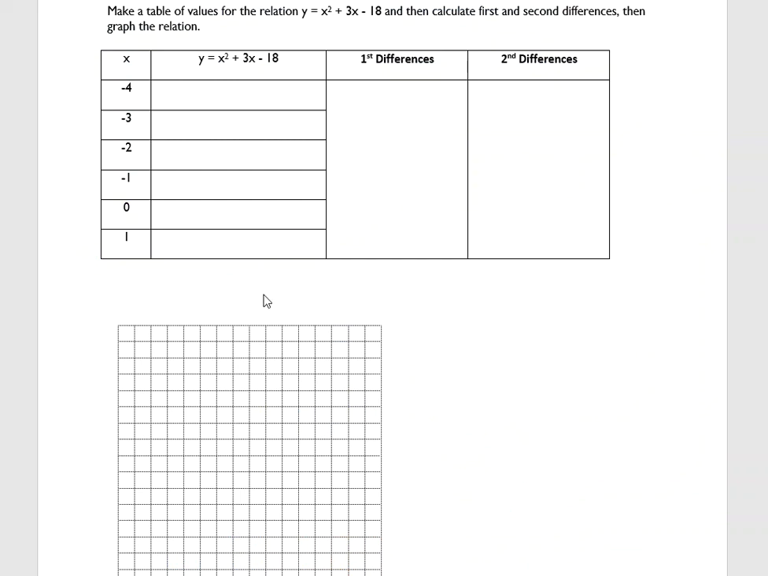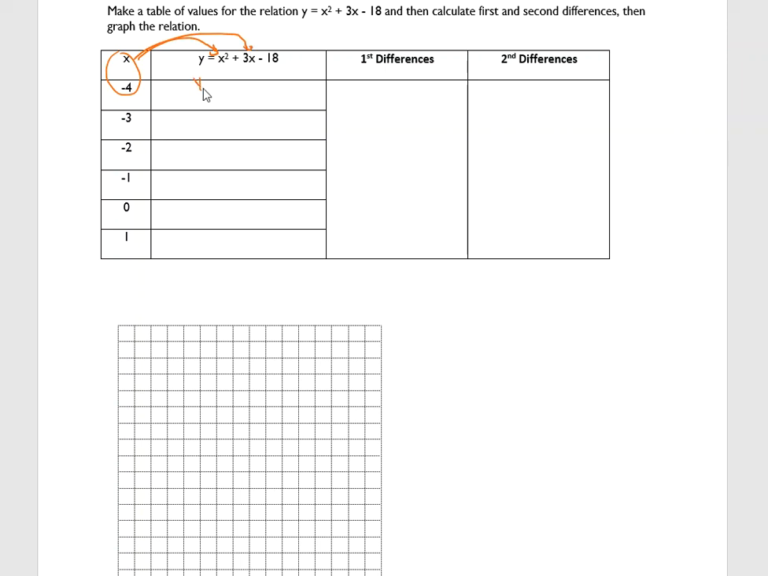Okay. Next example, make a table of values for the relation y equals x squared plus 3x minus 18, and then calculate the first and second differences, then graph the relationship. So we did tables of values in our previous lesson. Again, if this feels like it's brand new for you, you're going to need to go back and watch another video. My first x value is -4. So everywhere here that I have an x, I'm going to have to put a -4 in its place.